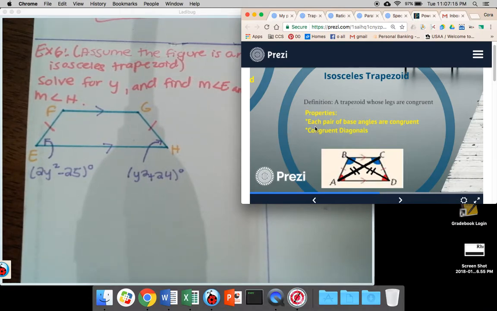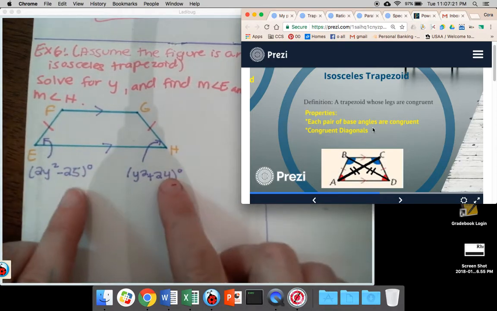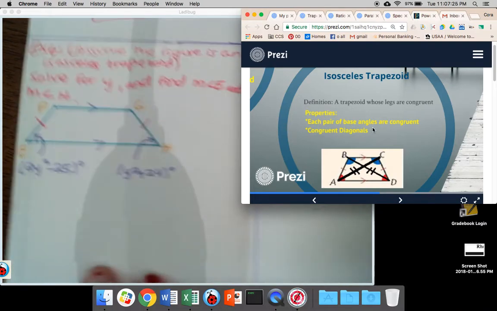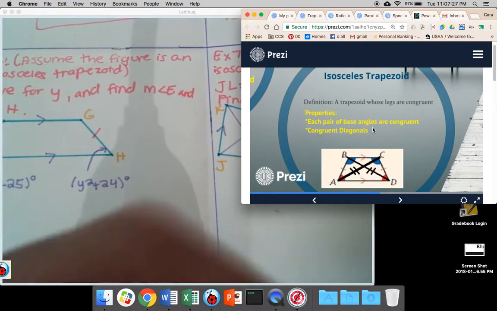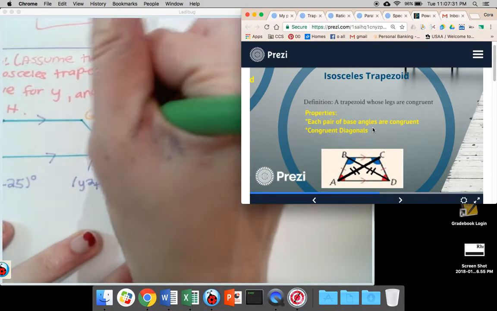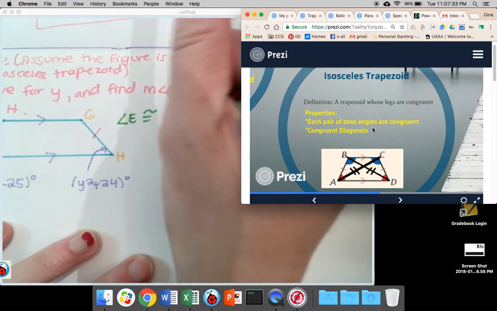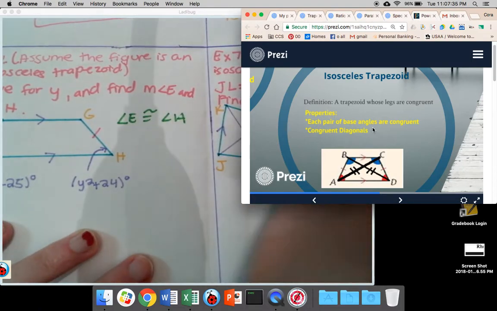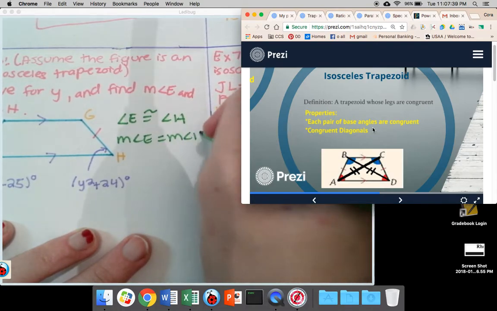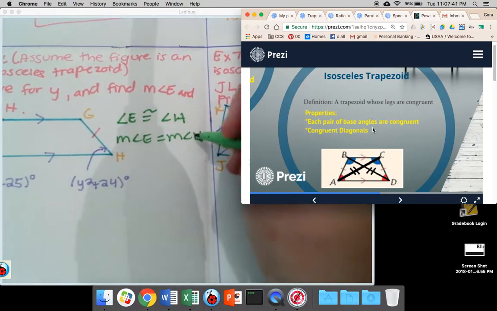Look here, you guys. Each pair of base angles are congruent. So what does that mean about angle E and angle H? They are congruent, you guys. So that means angle E is congruent to angle H, which means the measure of angle E will equal the measure of angle H.